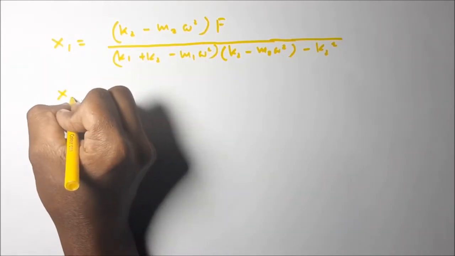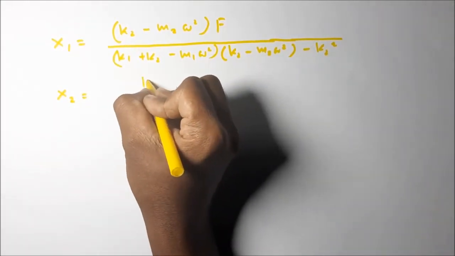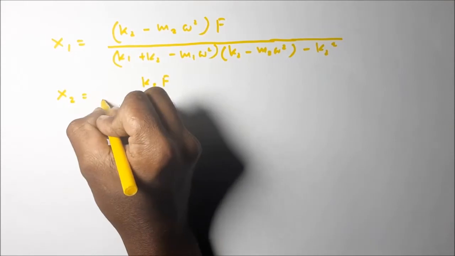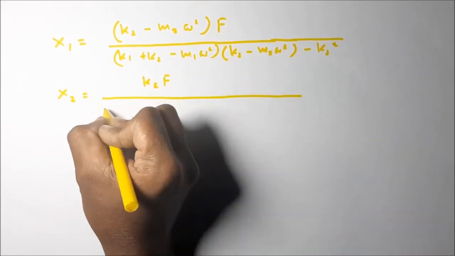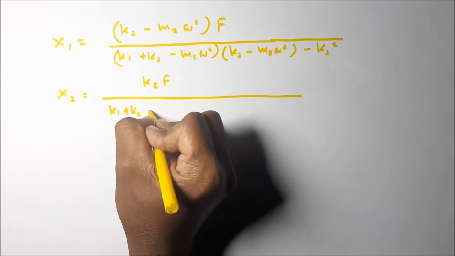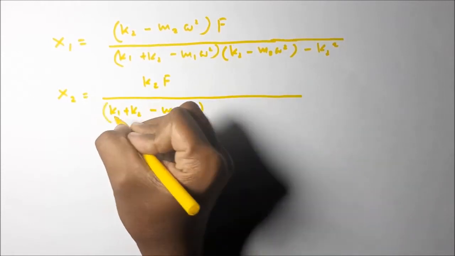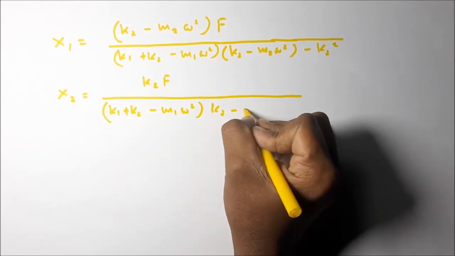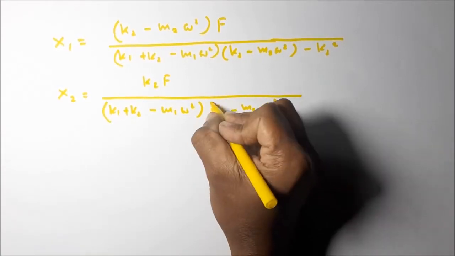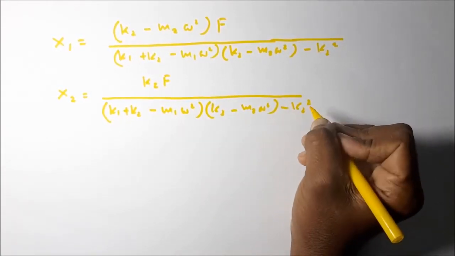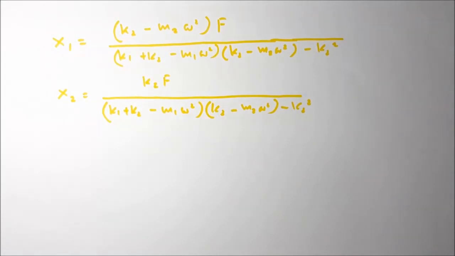So then x2 also we are obtaining this kind of expression: k2 F divided by (k1 plus k2 minus m1 omega square) times (k2 minus m2 omega square) minus k2 square. These are the two constant values we are obtaining after simplifying both the equations. Then this is the x1 and x2 we are obtaining by simplifying both the equations.